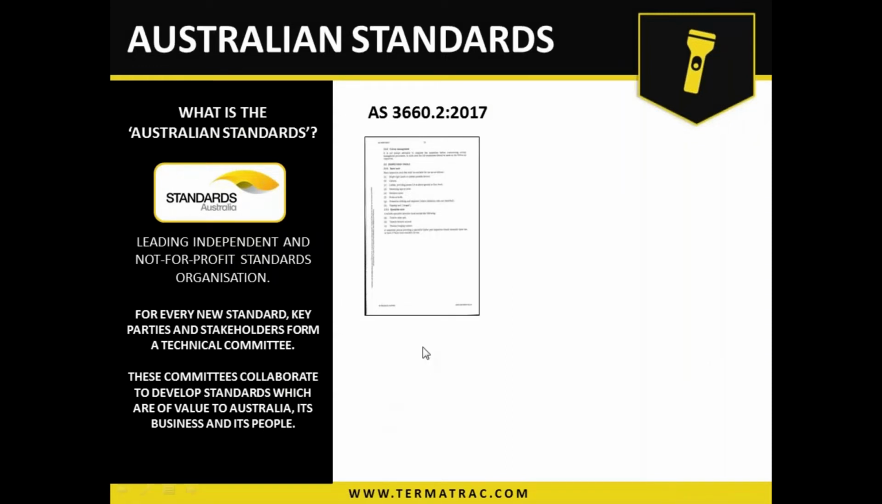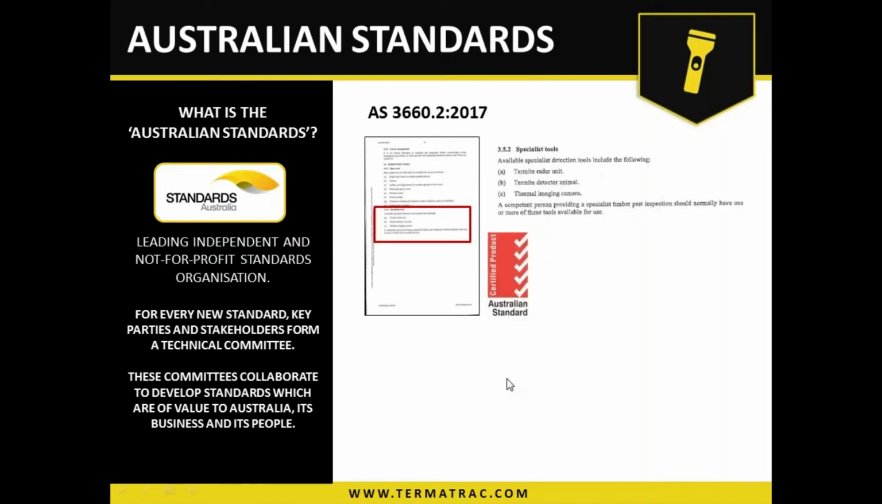All right, so in Australia, we operate as a guideline with documents called the Australian Standards. We have a series of inspections for termite and timber pest inspection. And recently it was updated 5 years ago now, and it actually lists that termite radar units should be used, or a competent inspector should have one at their availability, as under the specialist tools clause.